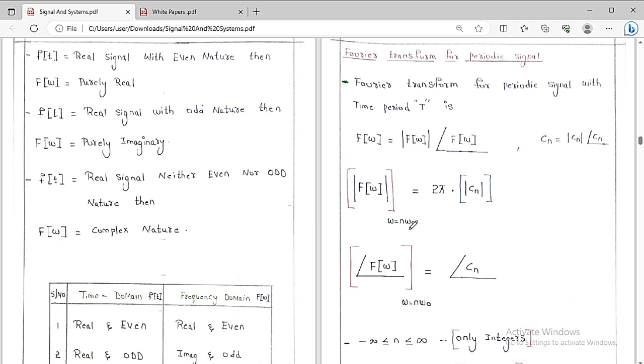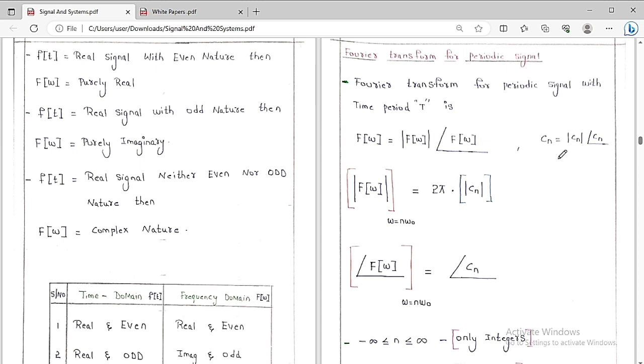Suppose you substitute n equal to minus 1, then you have to use C of minus 1, and you just take the magnitude part. These things you always have to keep in mind. So mod of F of omega at omega equal to n omega naught is equal to 2 pi times mod of Cn. And the phase angle of F of omega is equal to the phase angle of Cn. Both are equal at omega equal to n omega naught.